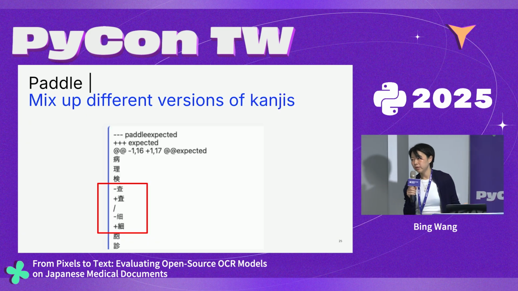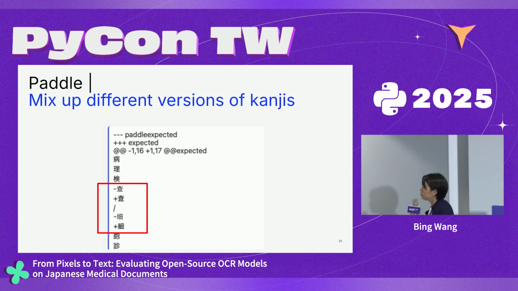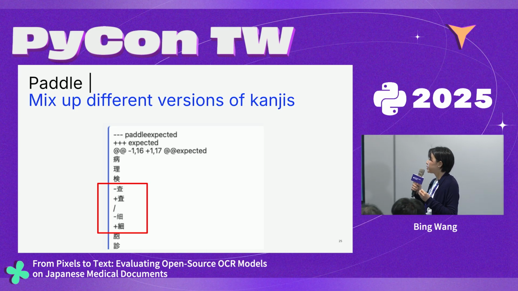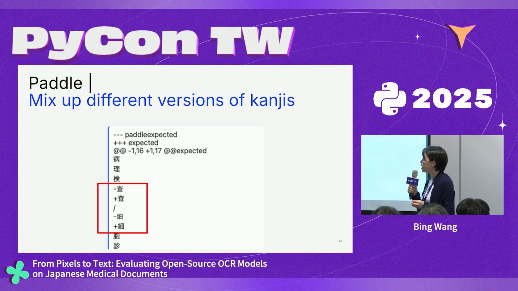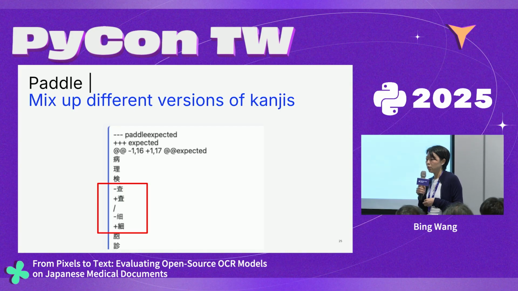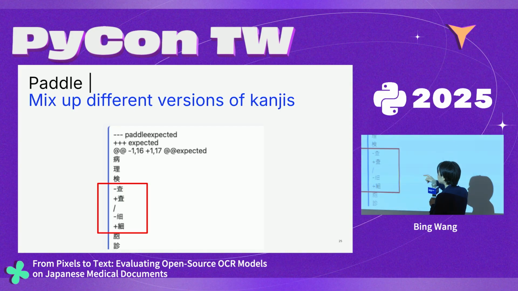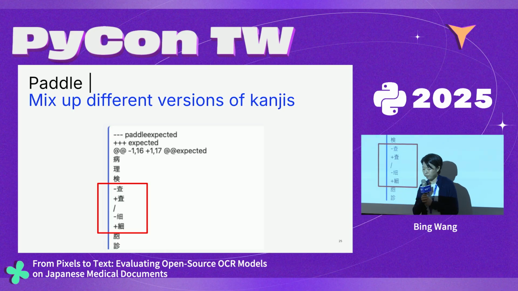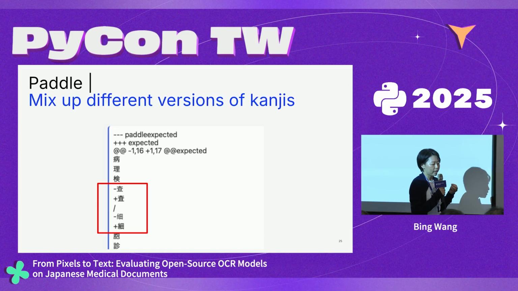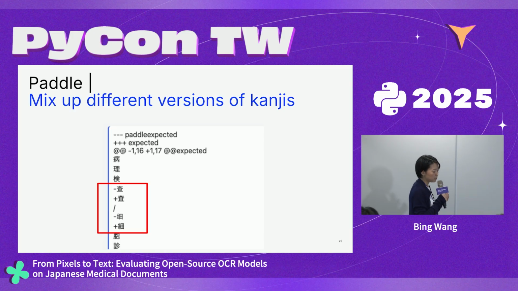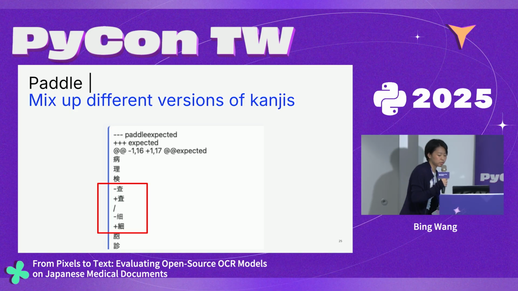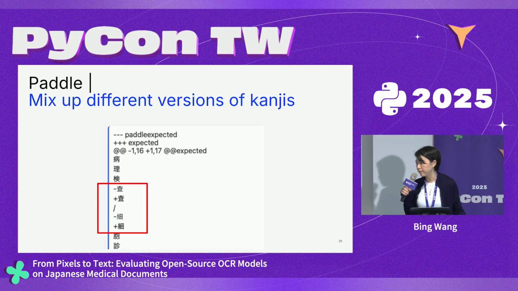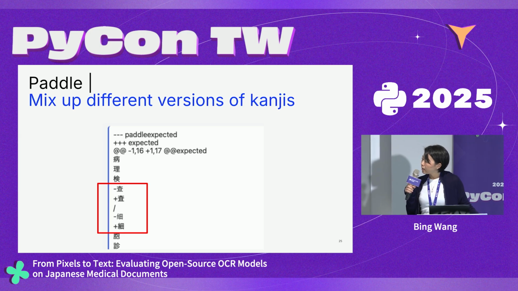Another thing I thought was really interesting is that for Paddle, a lot of the mistakes come from converting kanji to a different version. For example, in Japanese, this is kensa, 检查的检, and saibo, 细胞的细. Sometimes if it's a traditional character, it would use a simplified version, and sometimes it will use a Chinese version of the same Japanese character. So these characters mean semantically the same thing, but they tend to mix up the versions of the kanji.